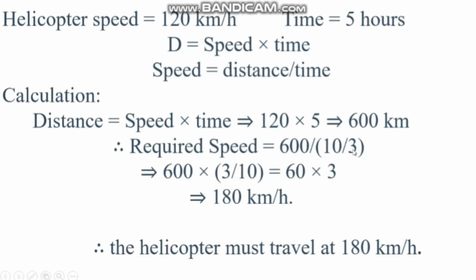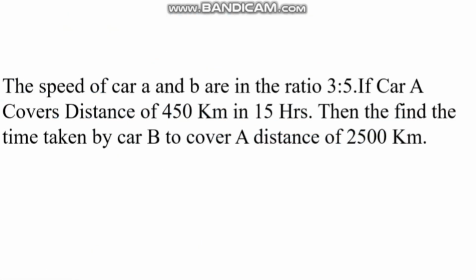For the calculation, we take 600 into the reciprocal of 10 by 3, that is 3 by 10. 600 into 3 by 10 gives 60 into 3, which is 180 kilometer per hour. The helicopter must travel at 180 kilometer per hour. So option three is the correct one. Then we can move on to the next example.